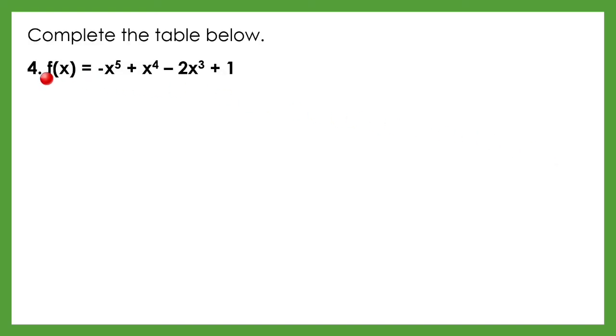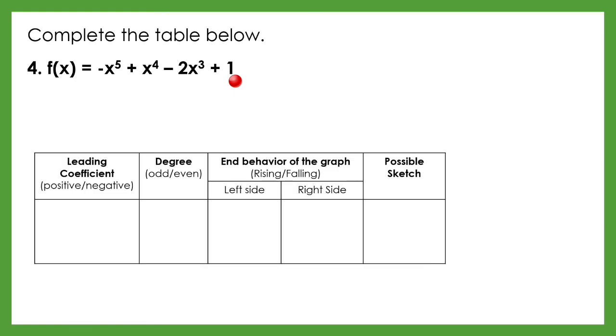Okay, another example. Okay, let's have example number 4. The polynomial function is negative x raised to 5 plus x raised to 4 minus 2x cubed plus 1. So, identify natin yung leading coefficient, degree, and behavior of the graph, and possible sketch. So, first, leading coefficient, hanapin muna natin yung leading term, yung merong highest exponent, that is negative x raised to 5. Ang leading coefficient niya is negative 1. So, that is negative. And then, yung degree niya, yung highest exponent, 5. 5 is odd or even? 5 is an odd number.